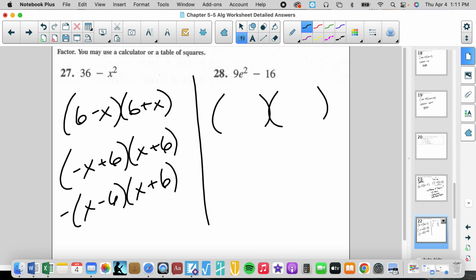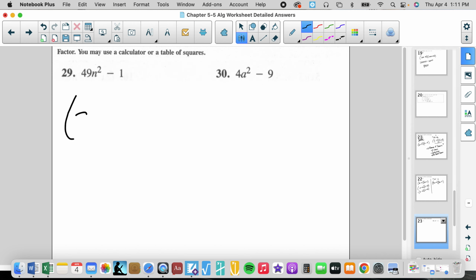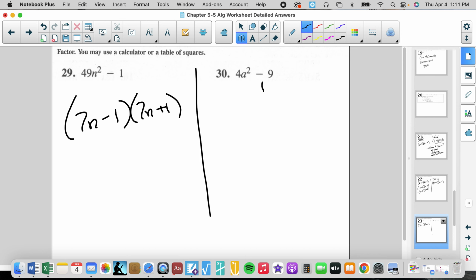Oh, I like this. Two terms, yes. Subtraction, yes. Perfect square, yeah. That's 3e. 16 is 4, and then the signs have to be different. 7n minus 1, 7n plus 1. So easy. Two terms, both perfect squares, yes. Both subtraction, yes. It's the difference of two perfect squares. So we take the square root of the first to get the first. We take the square root of the last to get the last, and then we have opposite signs.